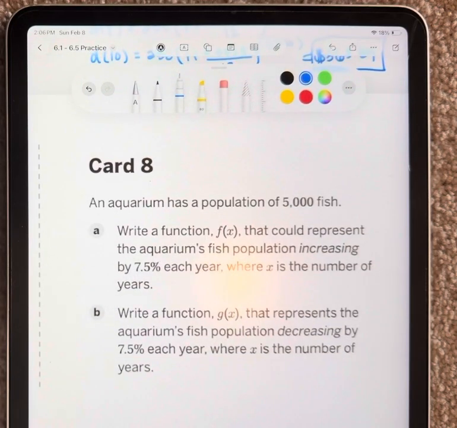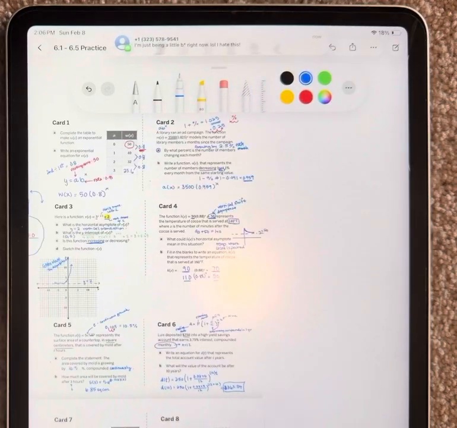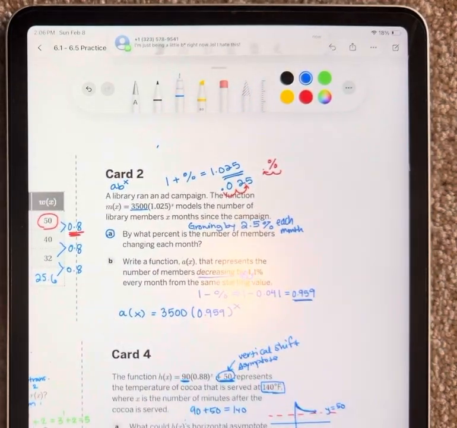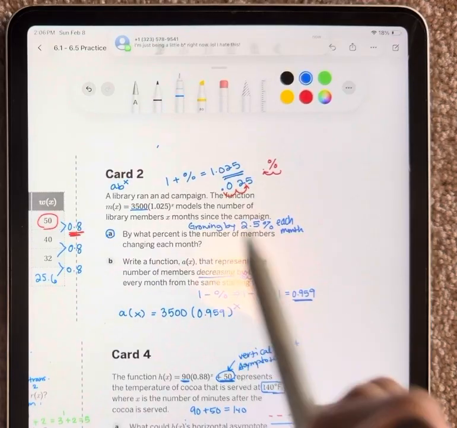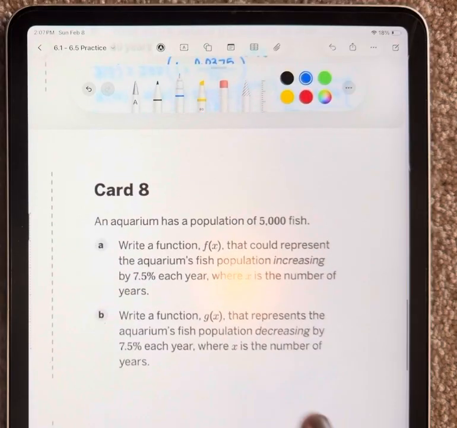An aquarium has a population of 5,000 fish. Write a function that can represent the increase. Okay, this is a little different than ones we've done before, even though I still want to challenge you to pause this, okay, and go back and try card number 8. Look at the explanation for card number 2. All right, hopefully you can come up with card number 8 on your own. All right, so pause it, go do that. Please do that for yourself, okay? Otherwise, I am going to do this and explain it quickly.